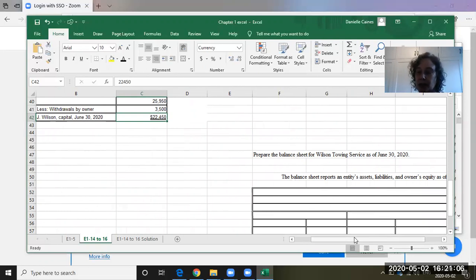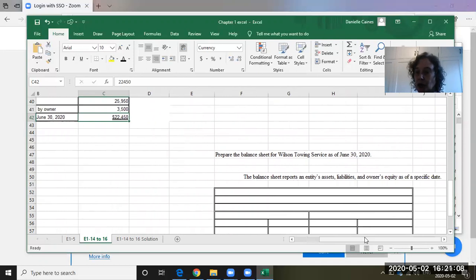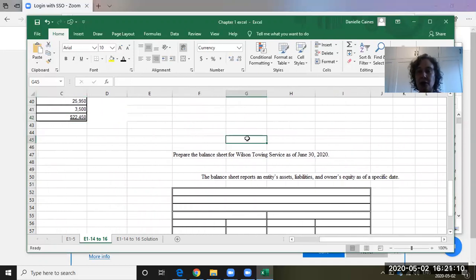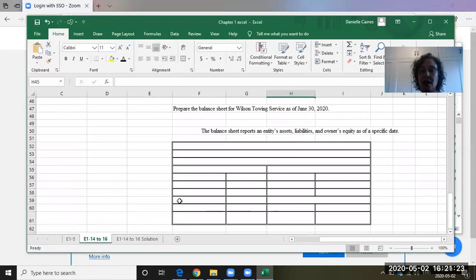The balance sheet reports assets, liabilities, and owner's equity. So it's that accounting equation, assets equals liabilities plus owner's equity. So that's what the balance sheet is showing. Assets equals liabilities plus owner's equity. So we're going to put all of our assets on this side. We're going to put our liabilities and owner's equity on this side, and they have to equal. So you'll know you're pretty well sure you're right if they equal.